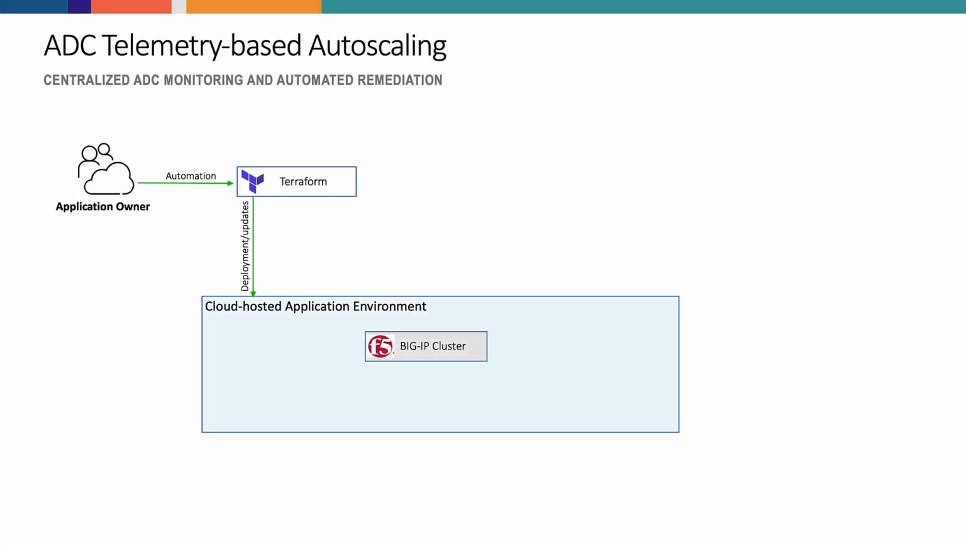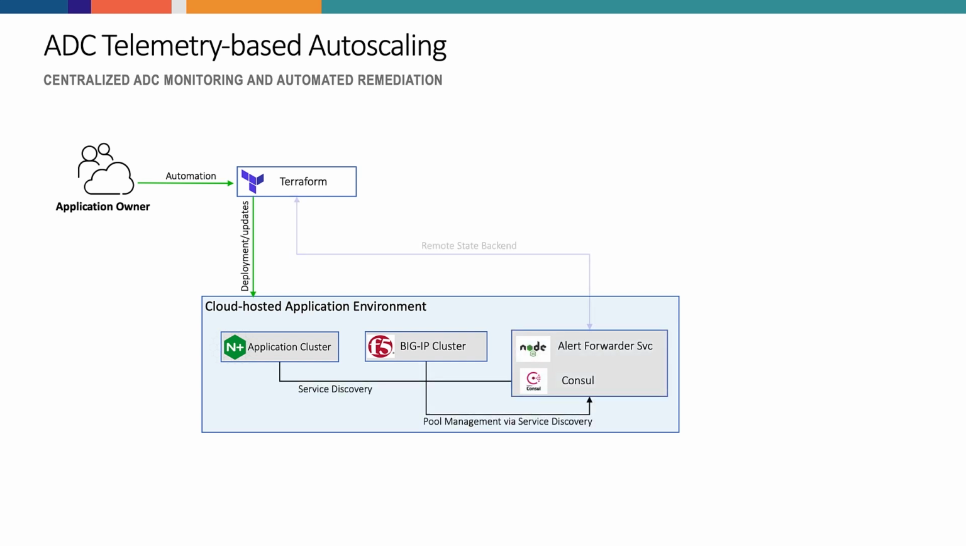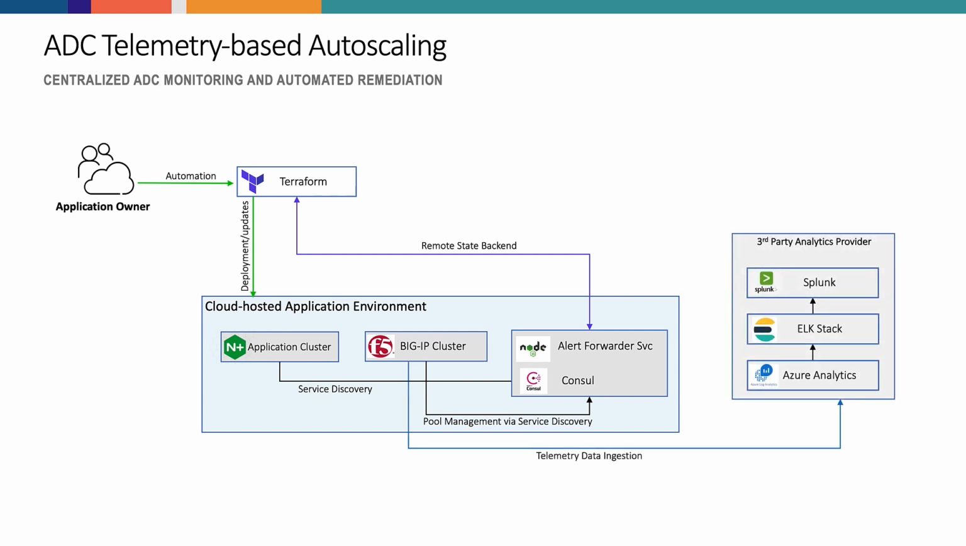The deployed environment consists of a Big-IP cluster, a backend workload cluster, and a HashiCorp Consul server. The Consul server provides workload service discovery as well as remote state management for the infrastructure itself. A third-party analytics provider, Splunk for this example, ingests Big-IP telemetry data via F5's Telemetry Streaming service.